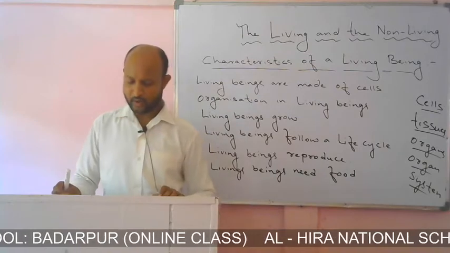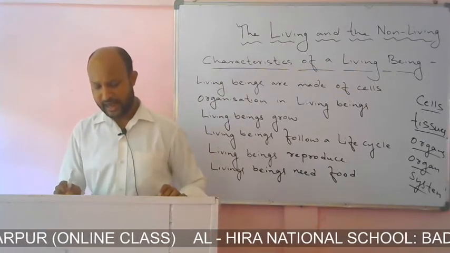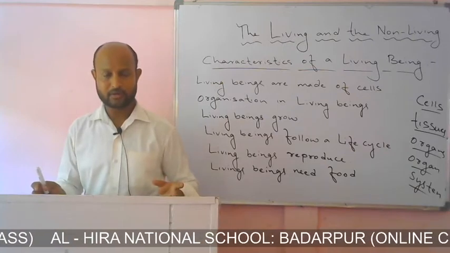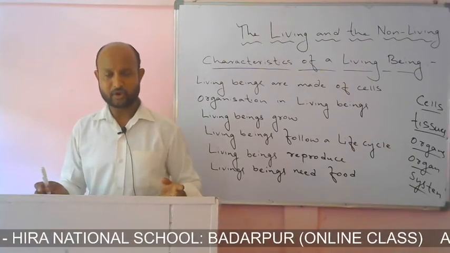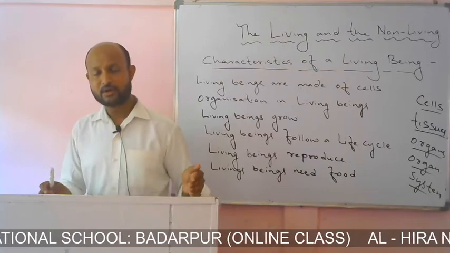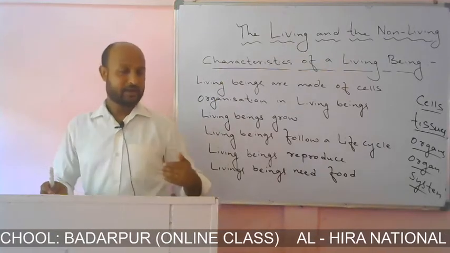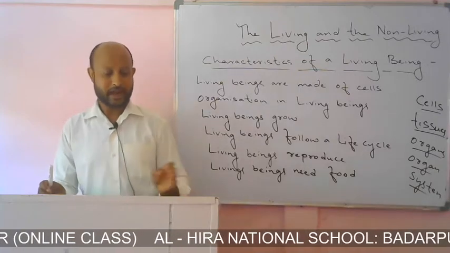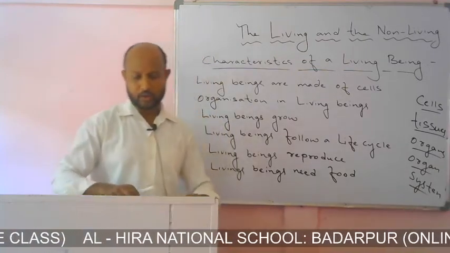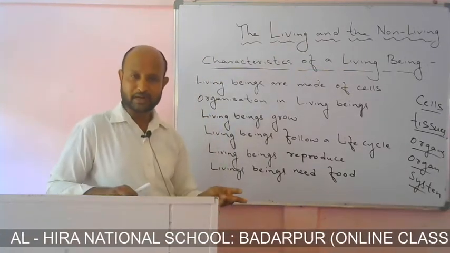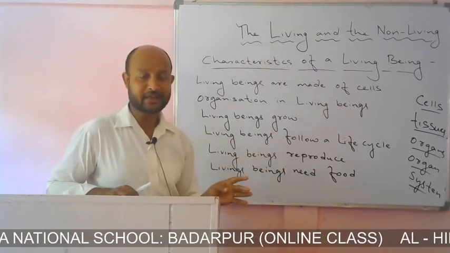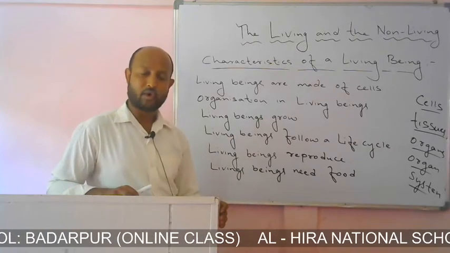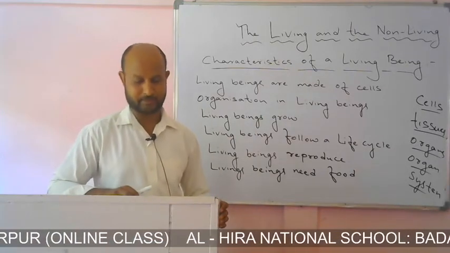That means all organisms start from a single cell and grow into a big size, and later on, after having a definite lifespan, they die again. So all organisms follow the life cycle of birth, growth, reproduction, aging and death. This topic tells us that all living beings follow a life cycle.